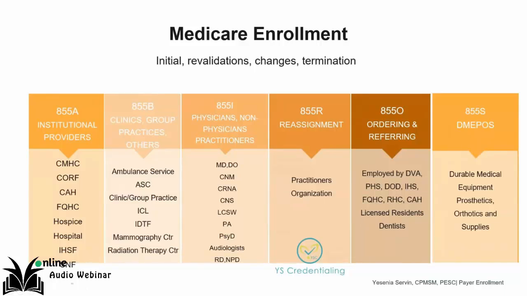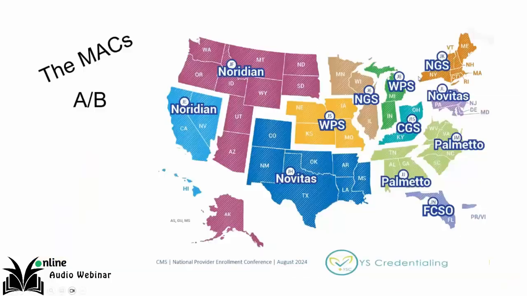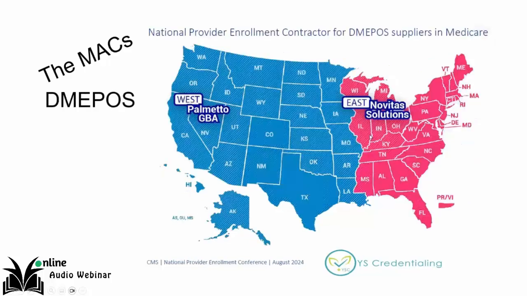Starting with your institutional providers, a lot of times we know them as facilities. If you're part of a clinic, a group practice, or an ambulatory surgical center, that would fall under the 855B. The 855R is built into the 855I. The other big thing is understanding your MAC. Whether you are Part A, Part B, or DME, you have to understand your MAC. If you're a DME, it's very nice and easy: you either have Novitas or Palmetto.